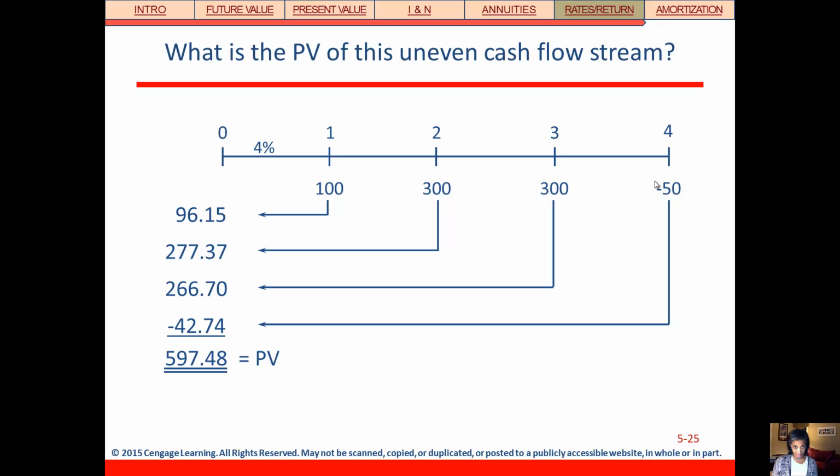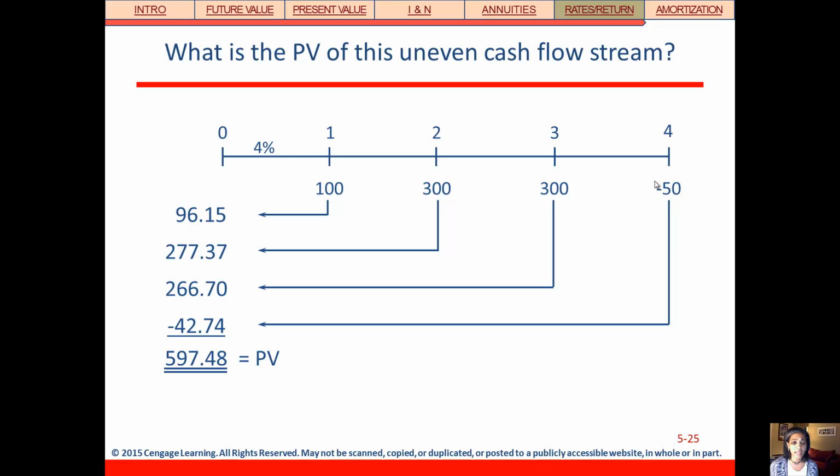So back in the old days, what I had to do to figure out a problem like this is I would calculate the present value of each one of those cash flows individually and then add them all up. And then I could get the present value of that stream of uneven cash flows. And so that's what you see here. The present value of $100 at 4%, remember we call this discounting, is $96.15. Present value of the $300 is $277.37.